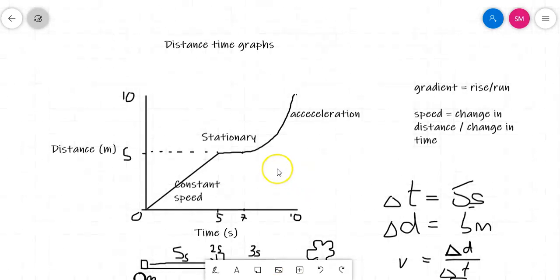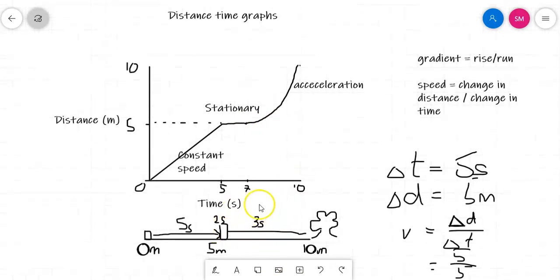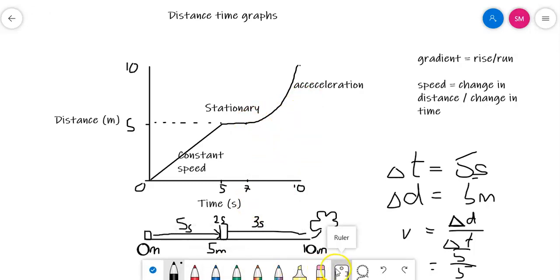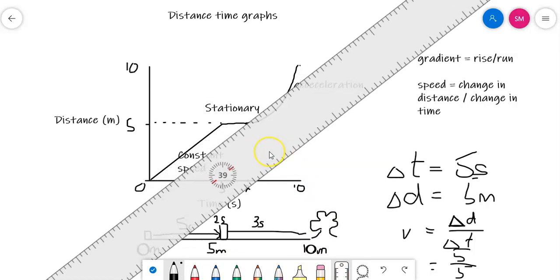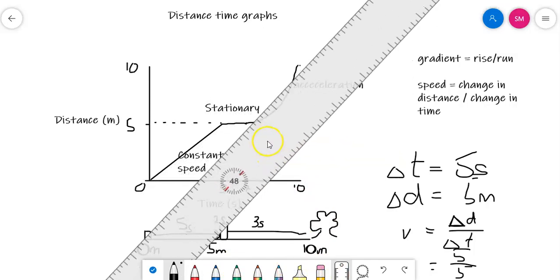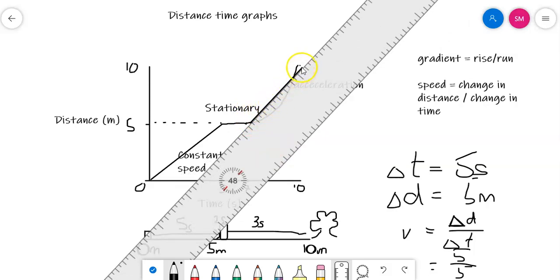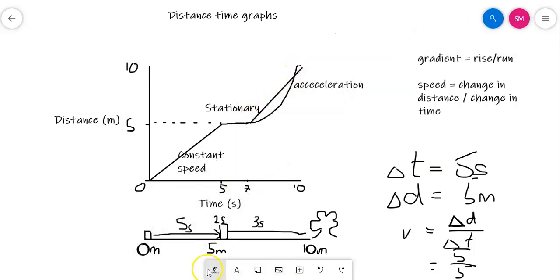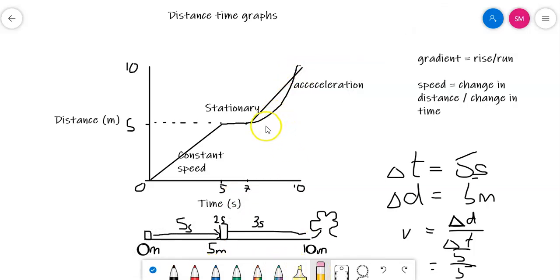Okay, we'll do another example. When we were looking at this before, we said that it was accelerating. Let's pretend that it wasn't accelerating. We'll say that it was just traveling at a constant speed for the remaining 3 seconds. So the constant speed would look something like this. Instead of saying it's accelerating, we're going to say that over the last 3 seconds, the object travels 5 meters. So it goes from 5 meters to 10 meters, and it takes 3 seconds.